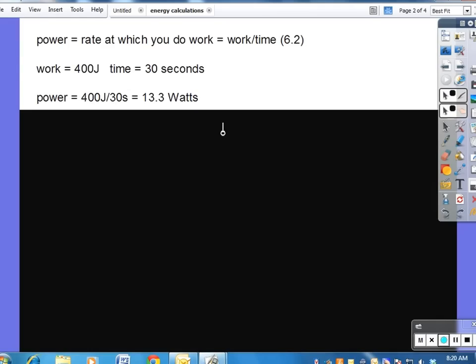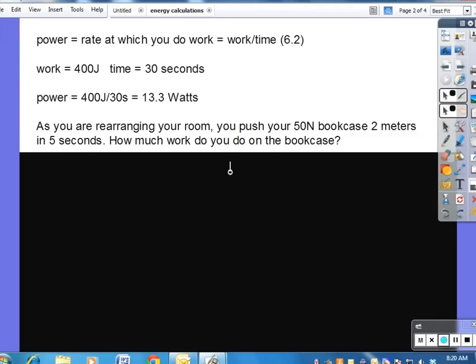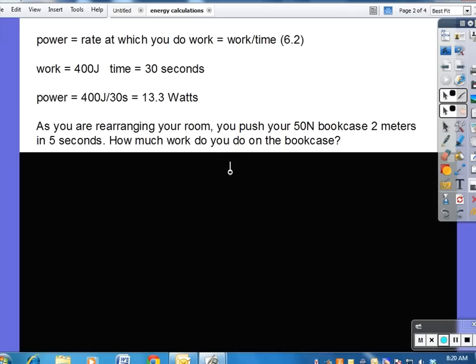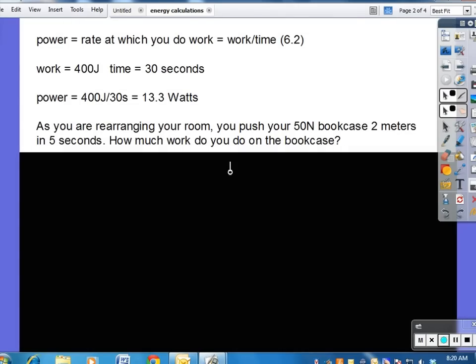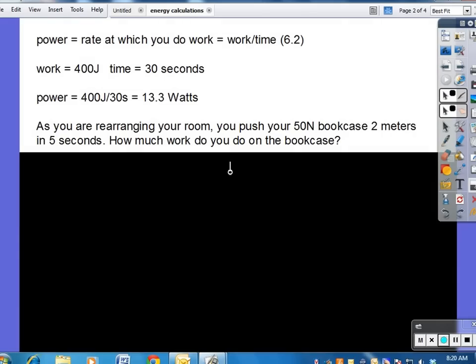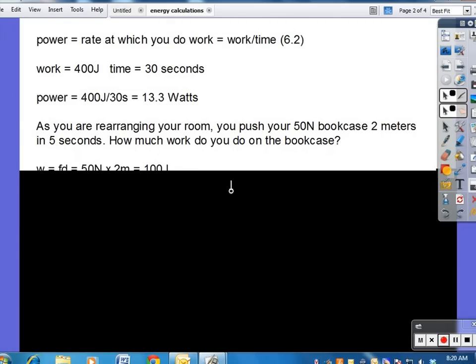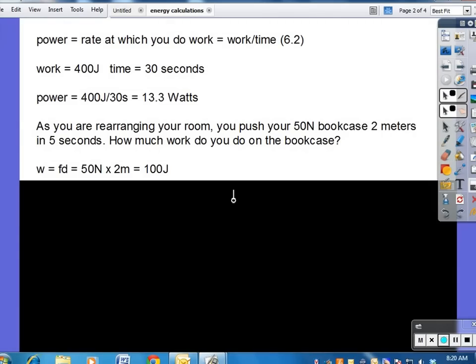So here's another problem. Let's say you're rearranging your room and you push your 50 newton bookcase 2 meters in 5 seconds. So first let's look at how much work you do on the bookcase. You should have gotten work equals force times distance, which is 50 newtons times 2 meters. You've done 100 joules of work.